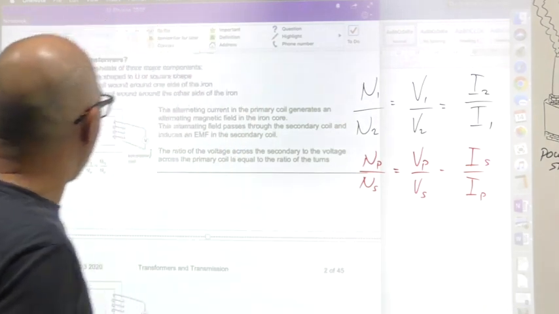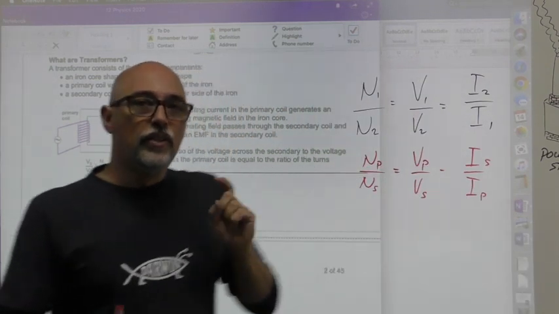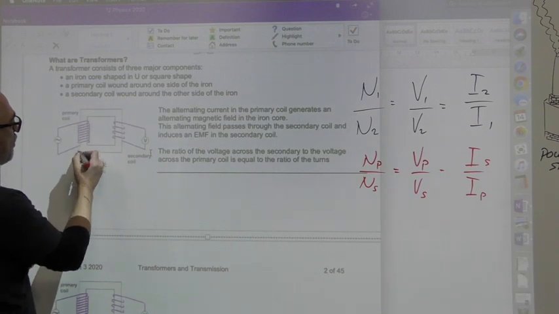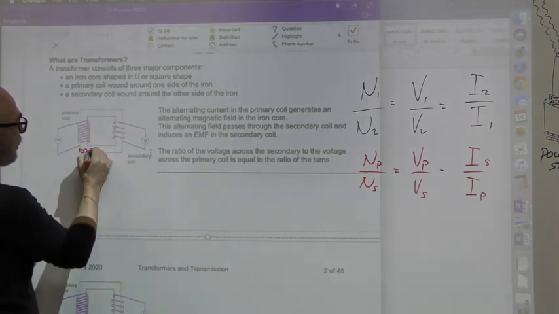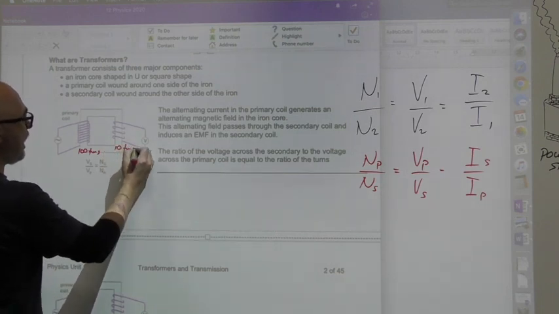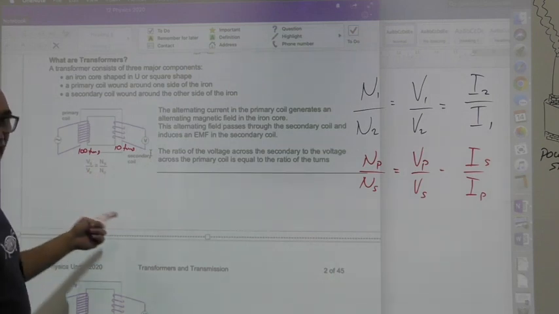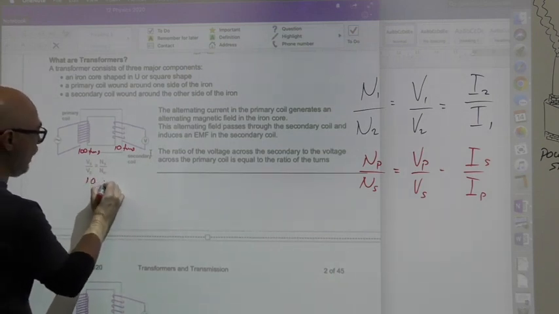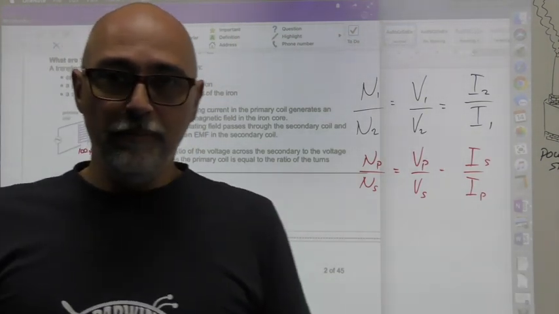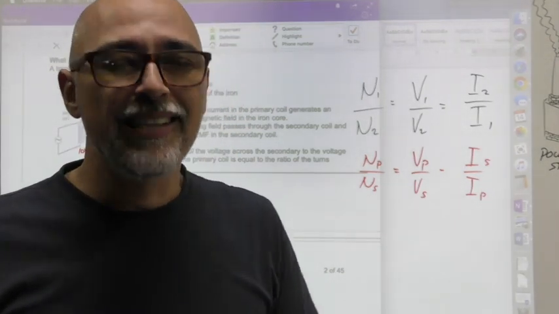So you will often see in questions that you might be given 100 turns on one side and 10 turns on the other, okay? So it is 100 to 10, which is 10 to 1. That is really 10 to 1. The effect is the same. It doesn't matter if they give you an actual number of turns or if they just give you the ratio of turns. You use them the same.